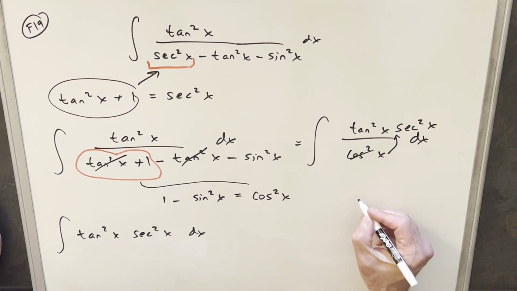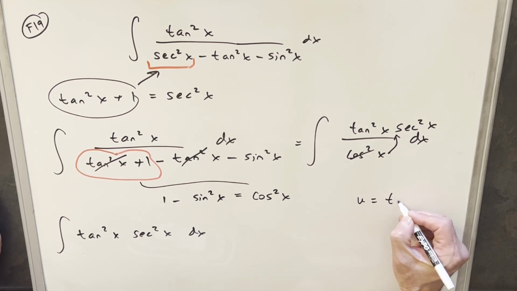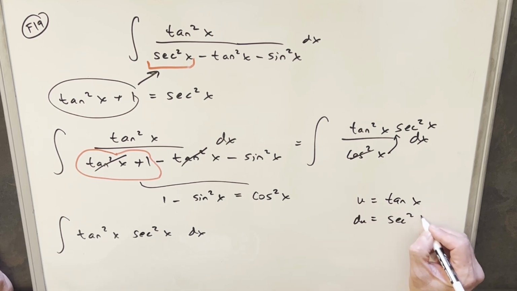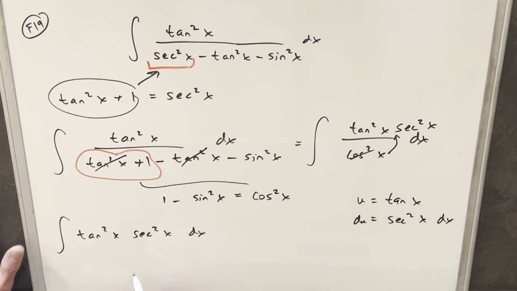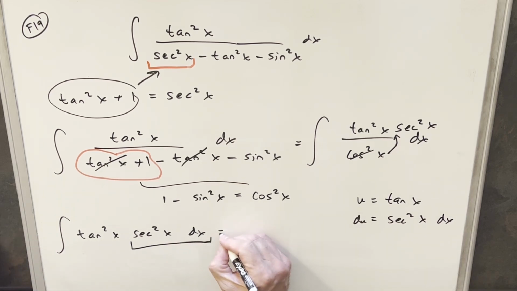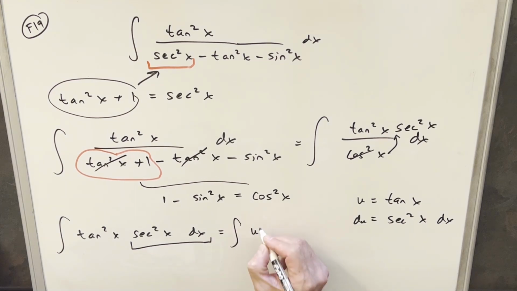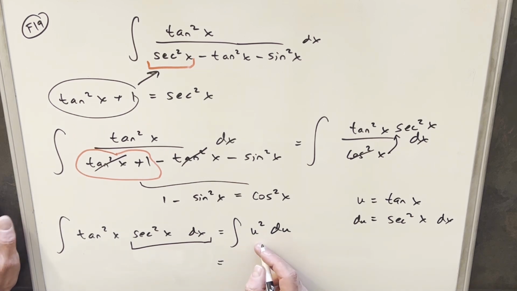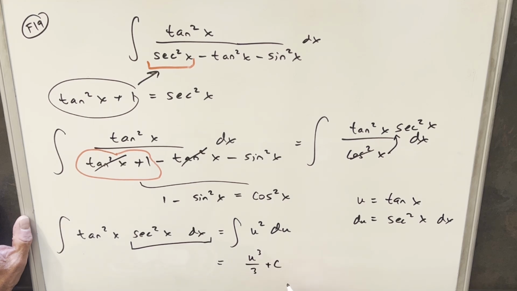I'm going to make u equal to tan x. Then the derivative of tangent is just secant squared x dx, which is exactly what we have here. So we'll make the substitution, and it's going to be u squared du. This is going to be very simple. We're just going to integrate with the power rule, and we're going to have u cubed over 3 plus c.